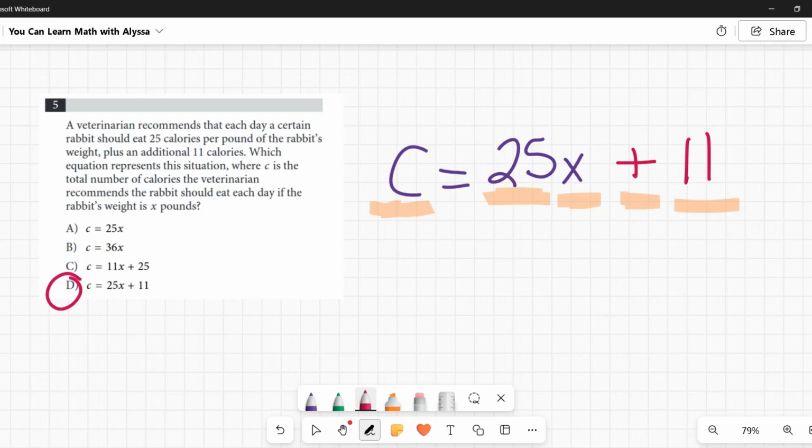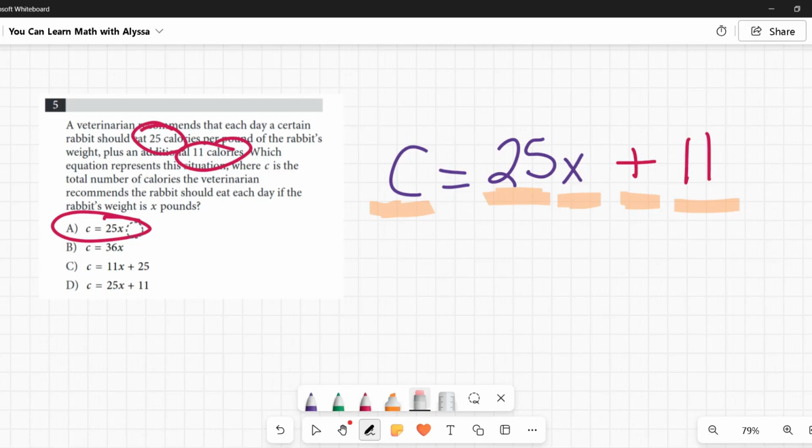Now, if you were struggling with where to start with this, this is where I would look at these multiple choice options, and you'll see all of them are set up as C equals. So you go, okay, I know it needs to be C equals something. And then I would say, which of these is most likely? Well, I've got 25 calories and then 11 calories. This one only has a 25 in it, so that one's out.